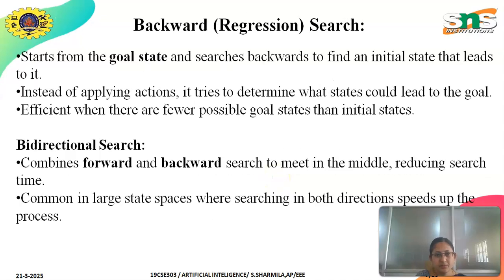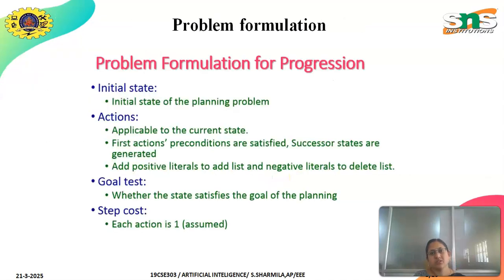So now we see the problem formulation in the FSSS state space search algorithm. The problem formulation for progression starts with the initial state. We know that the initial state is nothing but our zero state, and the progression algorithm starts from the initial state of the planning problem and goes forward. And our final goal is the goal test, whether the state satisfies the goal of the planning or not. In between, we have the actions.